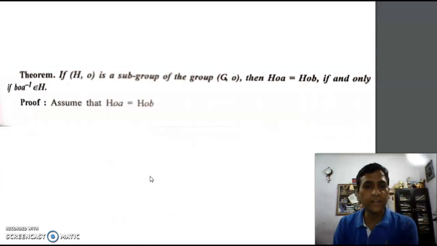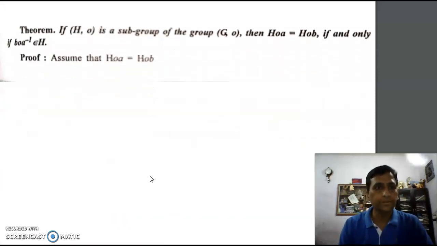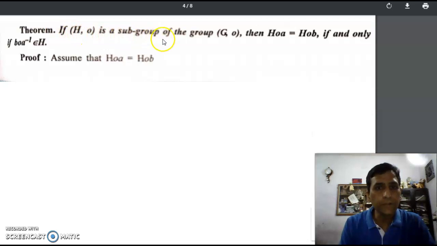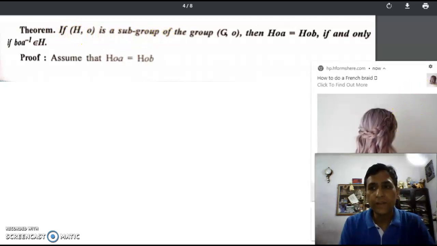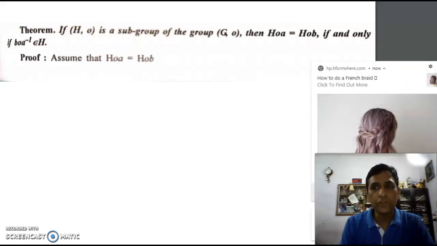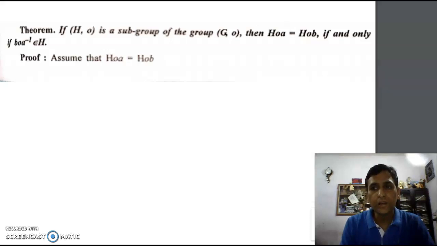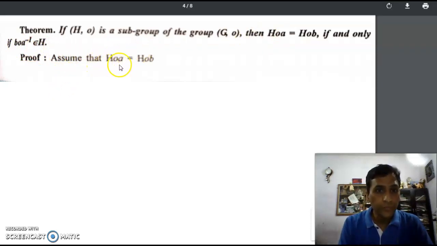Now next is a theorem about cosets. The theorem is: if H is a subgroup of G, then HA and HB, the right cosets, are equal if and only if B A inverse belongs to H. So suppose HA is equal to HB, two right cosets are equal. I have to prove that B A inverse belongs to H.